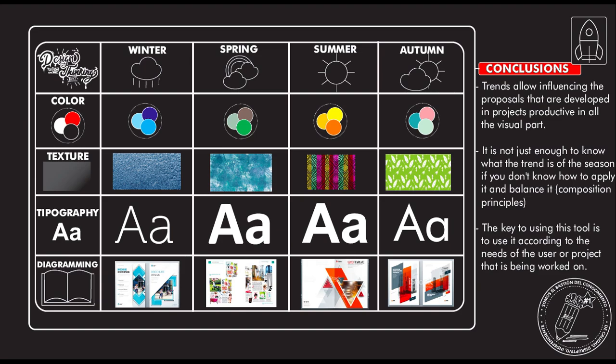As a conclusion, we can say that trends allow influencing the proposals that are developed in productive projects in all the visual part. It's not enough to know what the trend is of the season if you don't know how to apply it and balance it. It's very important that you know how to put everything together despite the development that you are making. The key to using this tool is to use it according to the needs of the user or the project that is being worked on. That is extremely important. This is not just aesthetics, it also has to be related to the need of the customer or the development, so you can narrow it down to the specific need.